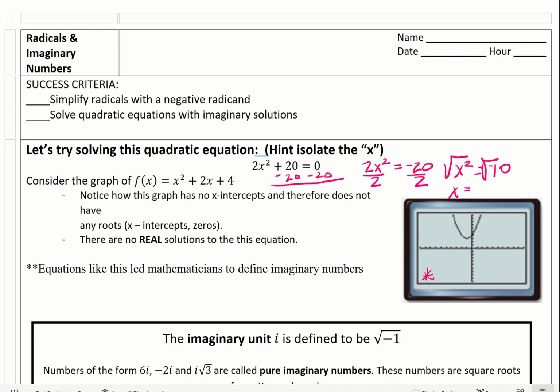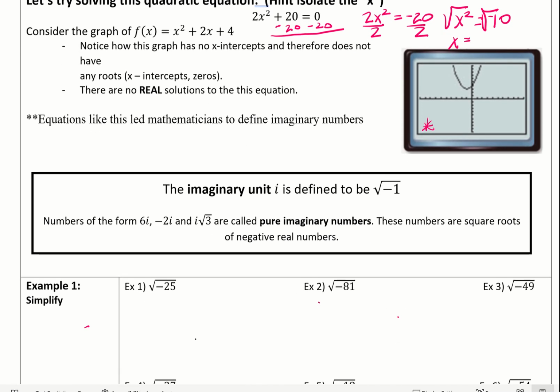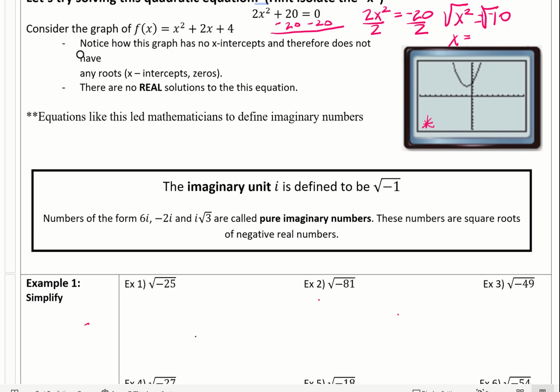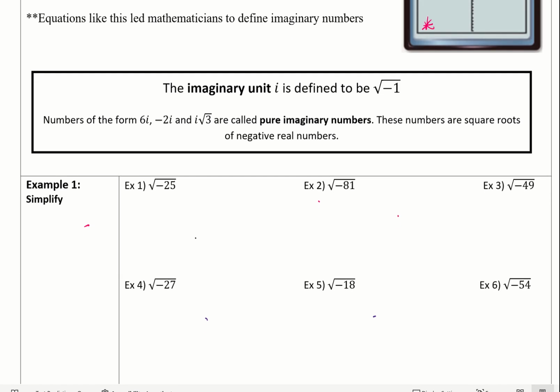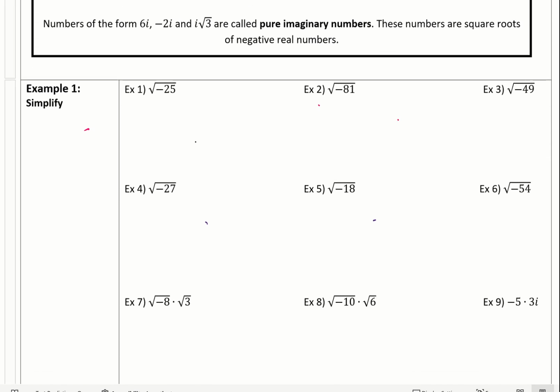Equations like this led mathematicians to define the imaginary numbers. The imaginary unit i is defined to be the square root of negative 1, and numbers of the form 6i, 2i, and i root 3 are called pure imaginary numbers. These numbers are square roots of negative real numbers. We're going to talk about how to square root a negative real number and break it down, because if you put any of these into your calculator, it will give you an error.